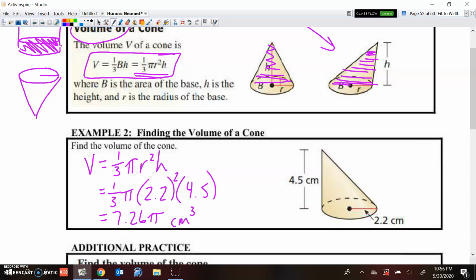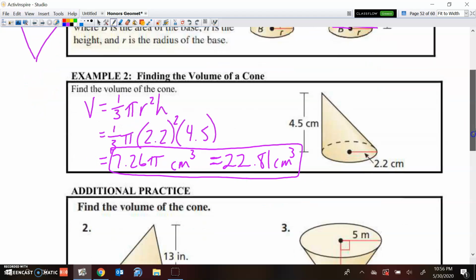That's one answer, or I can go ahead and multiply this by pi. And when I do that, I get 22.81, rounded. This should be approximately 22.81 cubic centimeters. So either of these answers are good. Okay? All right, let's move on.